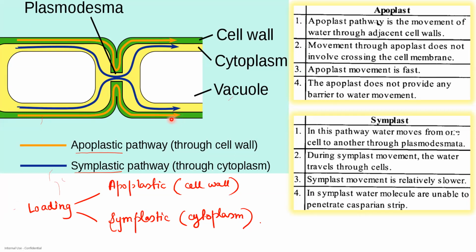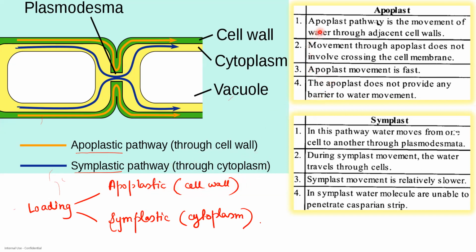But what is happening to this orange one? This orange line you see here, its travel is restricted to the cell wall region and it is not getting into the cytoplasm. This is the cell wall region, this is the cytoplasm, this yellow part, and this is the vacuole. So the apoplastic pathway means it is restricted to the cell wall only, and the symplastic pathway is through the cytoplasm.